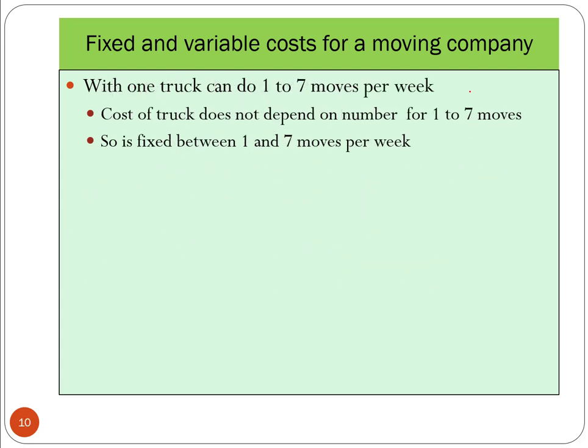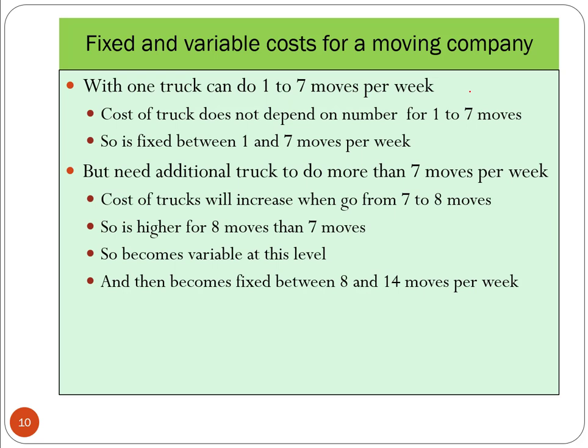Okay, now another way to think about fixed and variable costs is if you have one truck. Let's imagine your moves are big enough so you can do 1 move per day per truck. Then if you have 1 to 7 moves per week, the cost of the truck doesn't depend upon whether you have 1 or 7. So it's fixed between 1 and 7 moves per week. But if you move up to, say, 8 truck moves a week, then you can't do that with only 1 truck, so you need 2 trucks. So it's kind of fixed when your production isn't varying very much, but it starts to vary once your production varies more because you need to lease more of them. So it's higher for 8 moves than 7 moves, so it becomes variable at this level. And then it's fixed again between 8 and 14 moves per week.